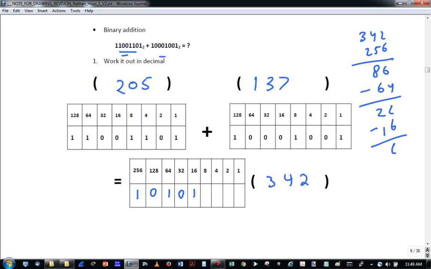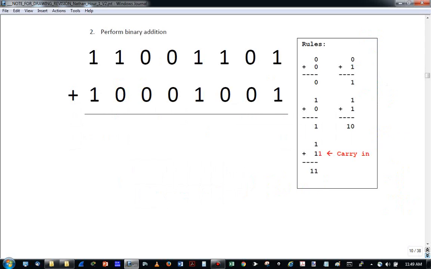That leaves 6. There is no 8 in 6. There is a 4. That leaves 2. There is a 2 in 2. That leaves 0. So there's a 2, and there are no 1s left over. And so the binary value for 342 in base 10 is this number up here. So that's doing it in decimal.